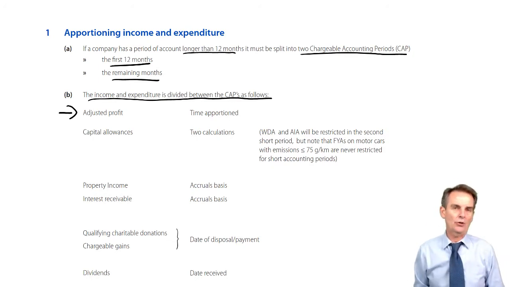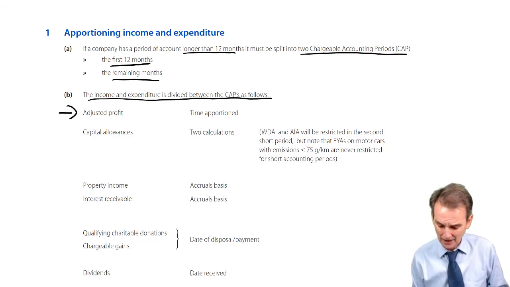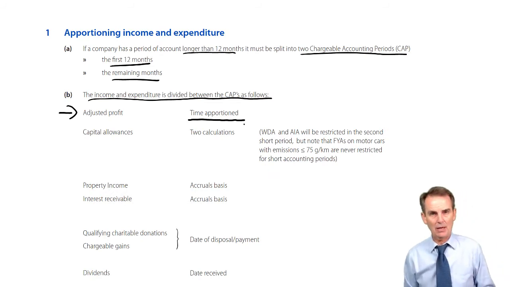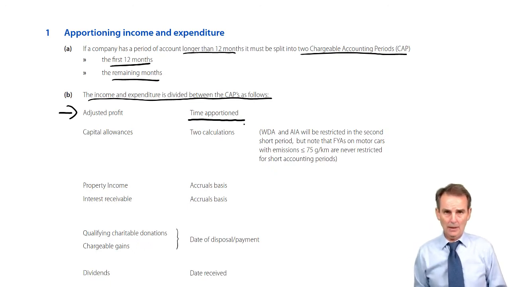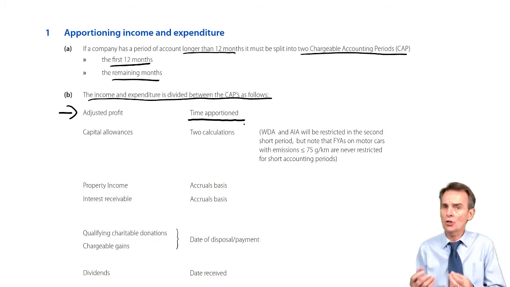Then, having got the adjusted trading profit for the long period, it is then that we split it between the two chargeable accounting periods. And there's only one logical basis to do that on: we time apportion. So in my example of a moment ago, an 18-month period of account divides into two corporate tax computations, two chargeable accounting periods, 12 months and 6 months there.